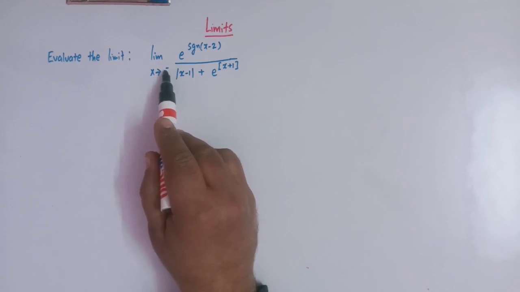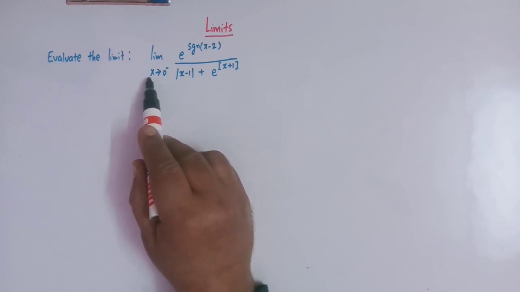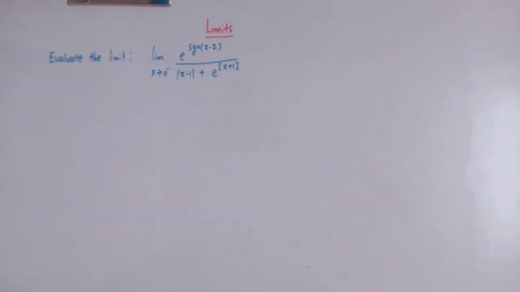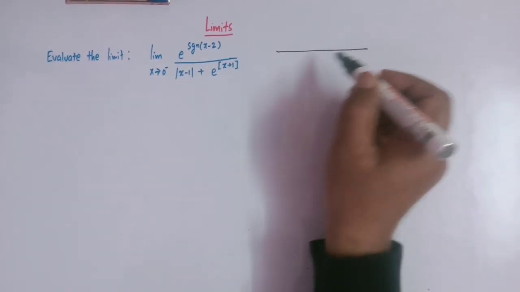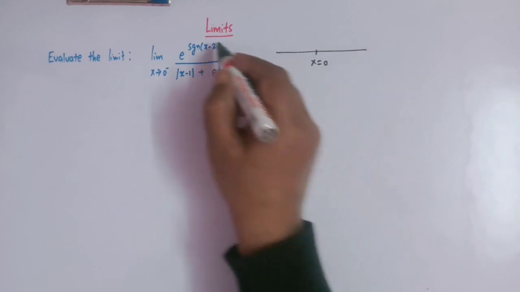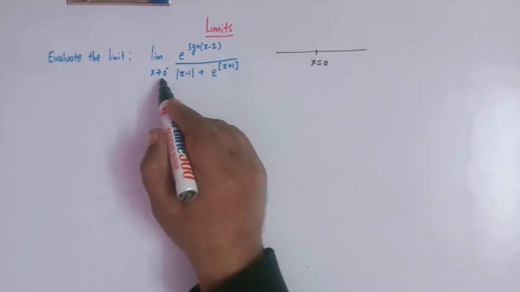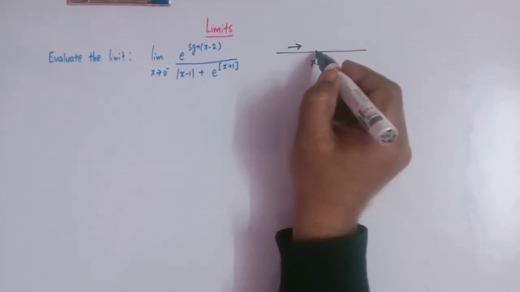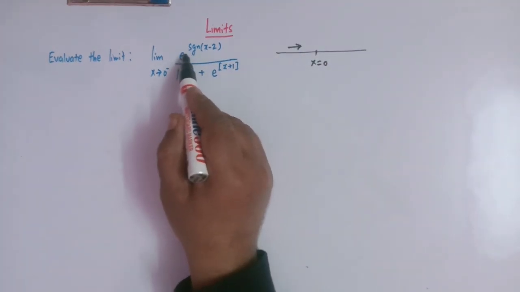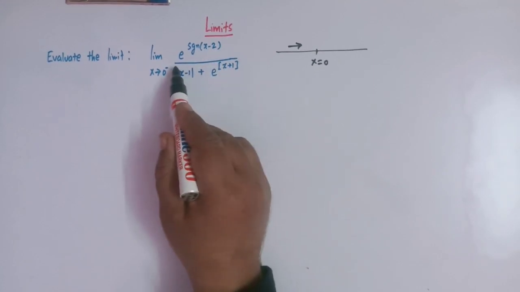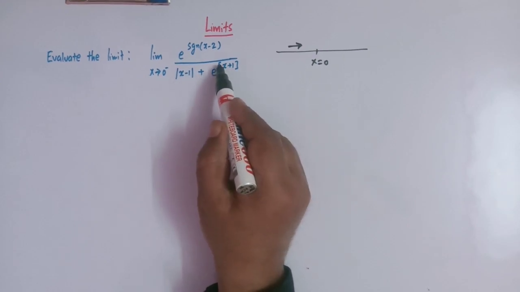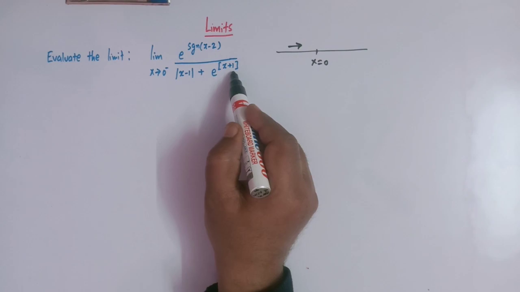Here the negative sign shows that we are approaching x tends to 0 from the left of x equal to 0. So in fact we are finding the left hand limit of this function when x tends to 0. The function is e raised to signum of x minus 2 divided by the absolute value of x minus 1 plus e raised to greatest integer of x plus 1.